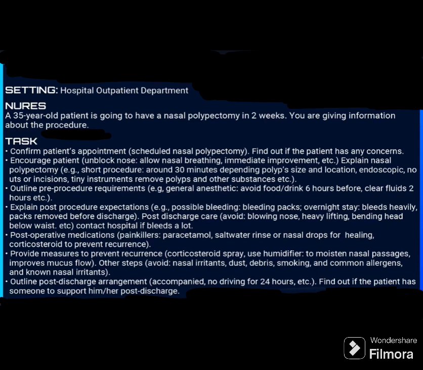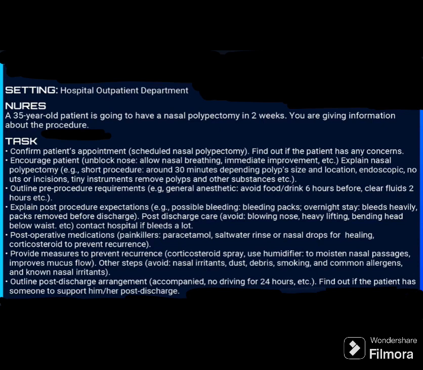The next task is to explain the post-procedure expectations like possible bleeding, pack, overnight stay, and that if it bleeds heavily the pack will be removed before the discharge. And some discharge care also they have given. So here you can ask, do you have any more concern regarding the surgery or any other points? So the patient's question will be, after the surgery, what are the things I have to expect?